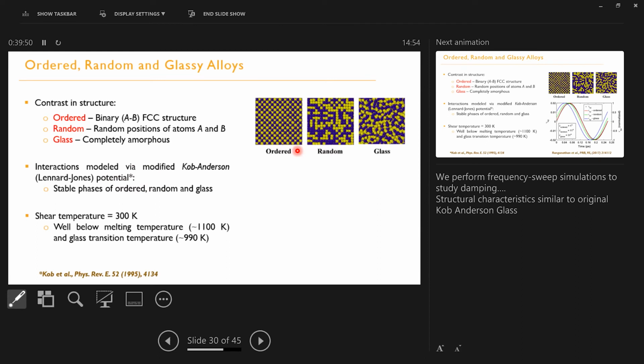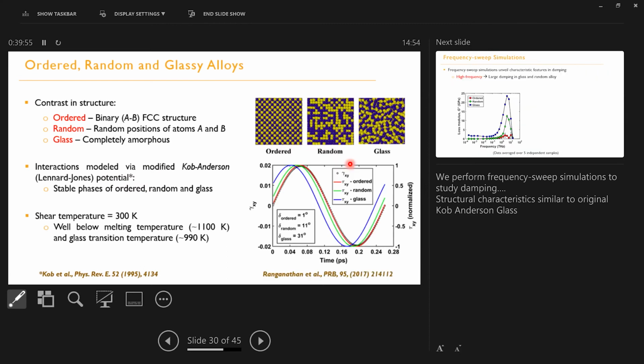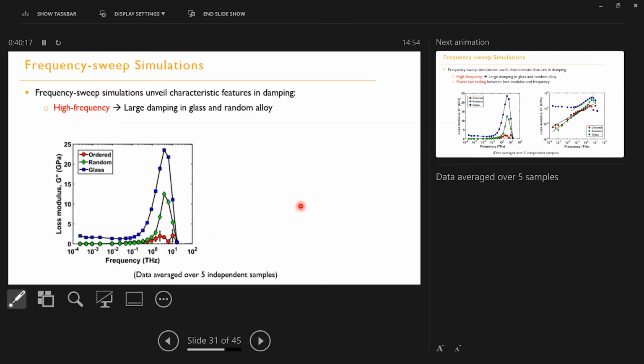And we do the same oscillatory deformation to understand the damping in all the three materials. And this is a representative figure for the stress-strain relation between an ordered structure, a random structure, and a glass structure. So we see that the ordered and random structures show very little phase lag, whereas the glass structure showed a much larger phase lag. Okay. So we wanted to look at the effect further. So we first did this frequency sweep simulation, as I mentioned in the past few slides, where we look at the loss modulus as a function of frequency.